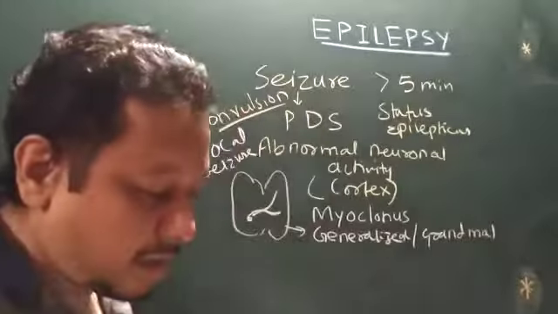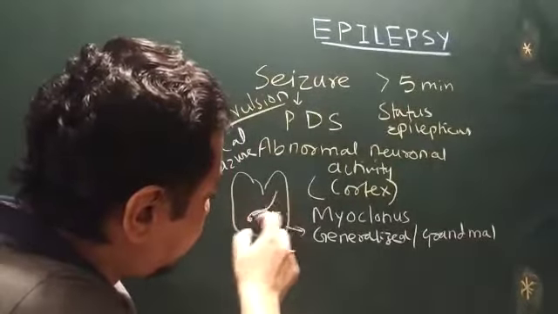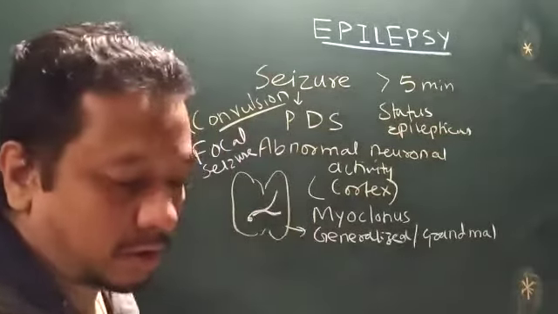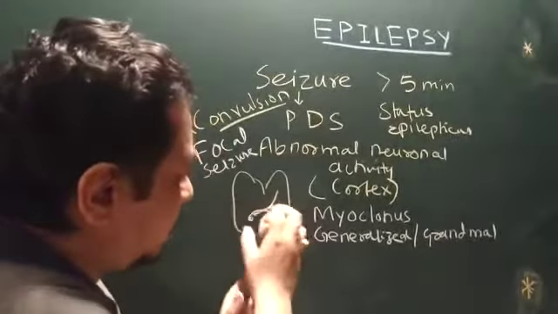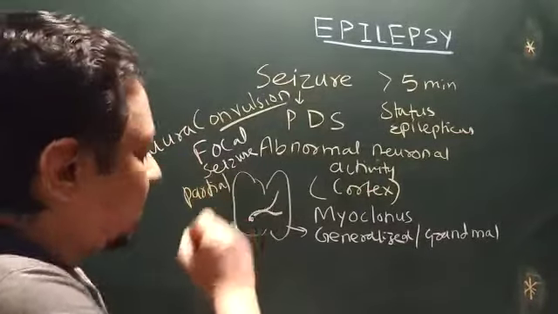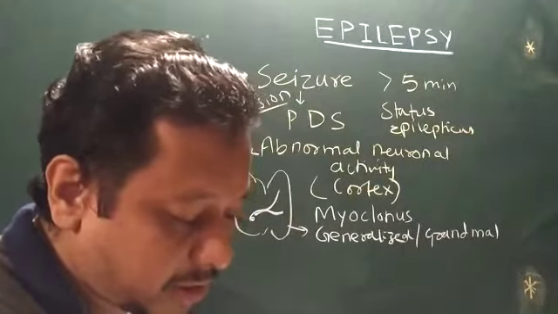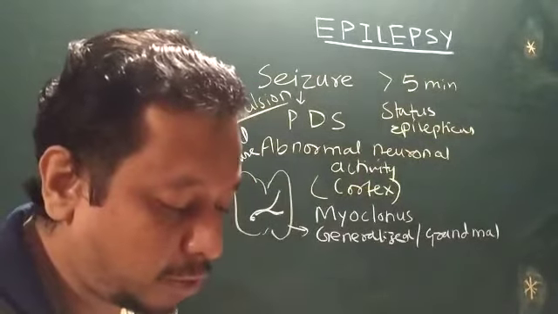Now this can be localized to a particular place, or it can be spread to the whole part of the brain. When it is a particular localized place, we call it partial seizure or partial epilepsy. So what is partial seizure? It affects a small part of the brain, like the hippocampus of the temporal lobe.